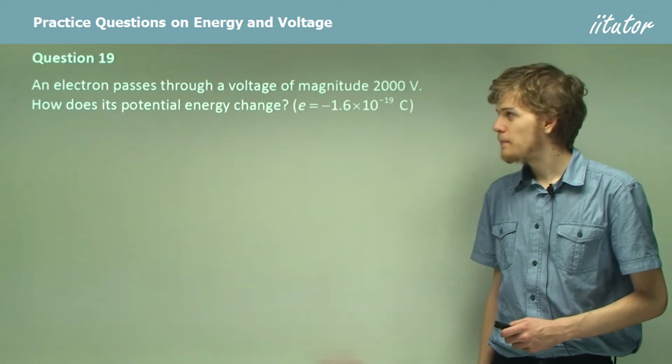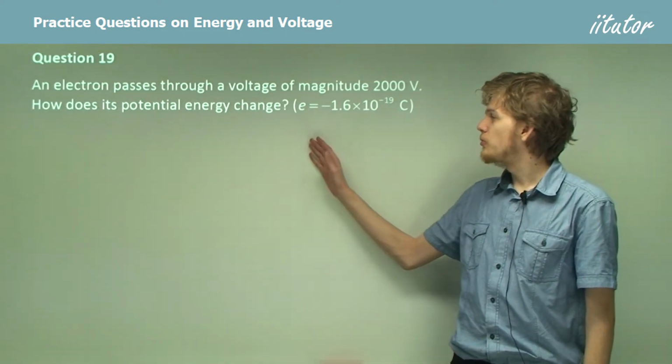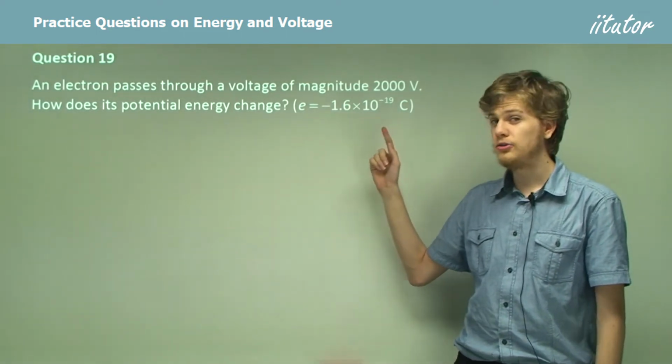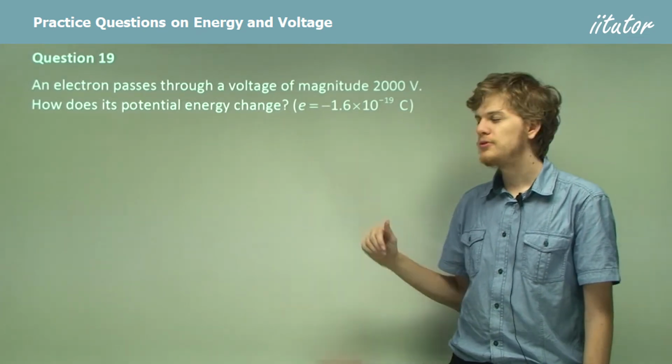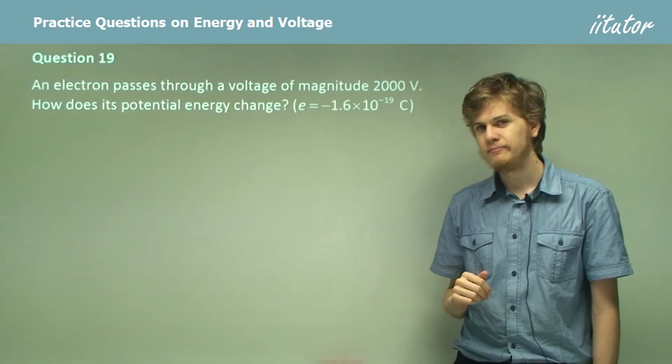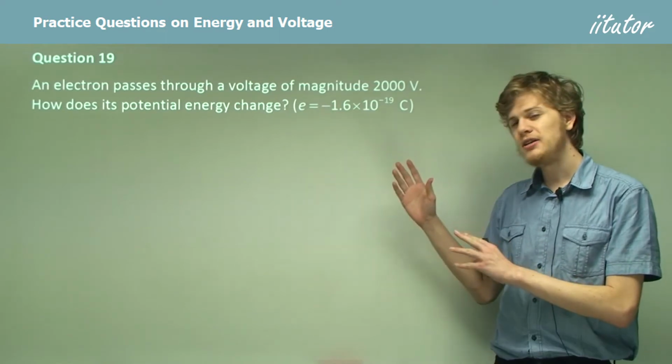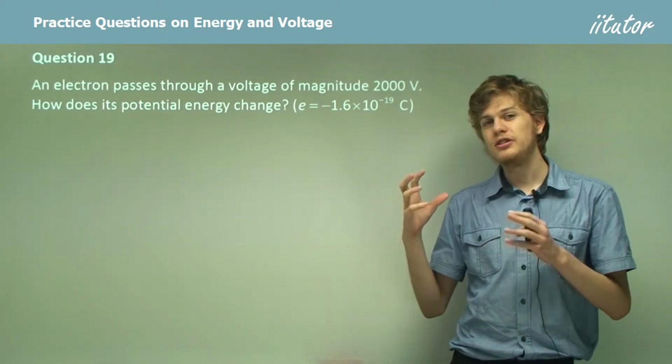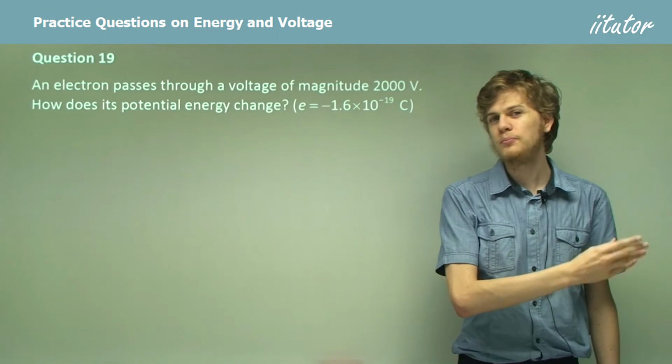Question 19. An electron passes through a voltage of magnitude 2000 volts. How does its potential energy change? The amount of energy that we change here will be the same as the amount of energy it would take to pull the electron back and put it back where it was.